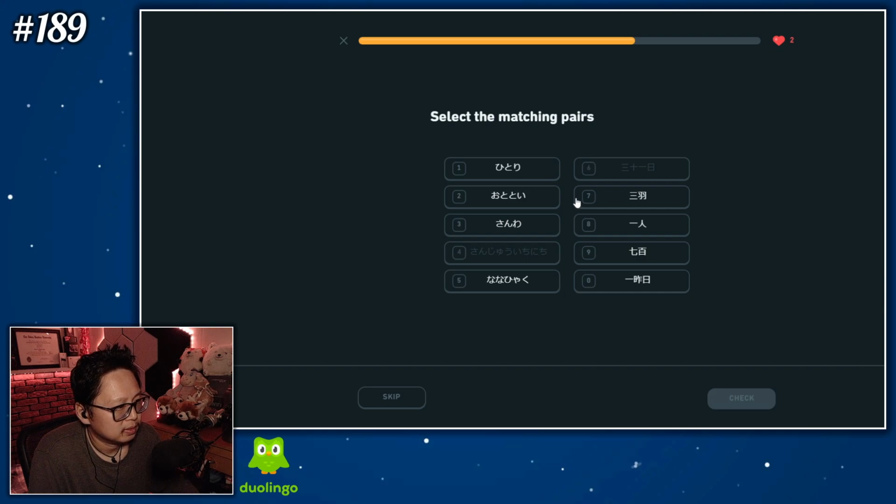Samba. Oh, yeah, that's right. Both wa and ba are acceptable. That's a good example. Samba and sanwa.